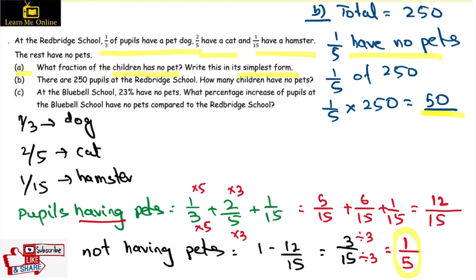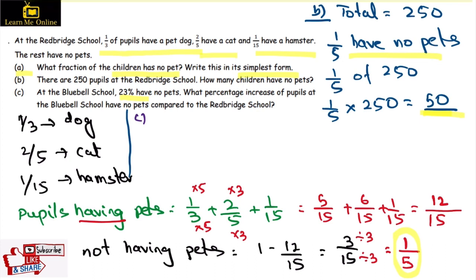Now I'm going to do the last thing, which is part C. Now, at Bluebell School, 23% have no pets. What percentage increase of the pupils at Bluebell School have no pets compared to Redbridge School? Now we need to compare. One of them we know is 23%. And from Redbridge School, we need to know how many have no pets.